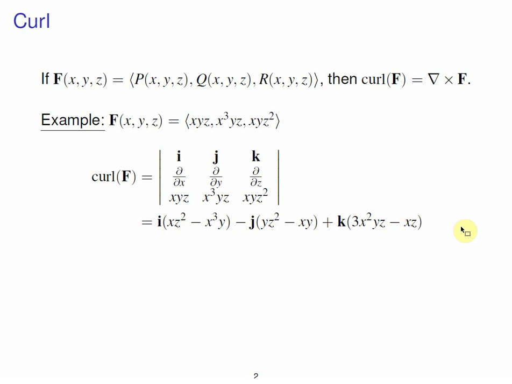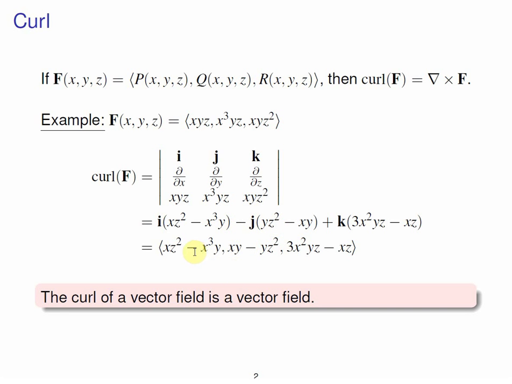I guess this is fine, but especially due to this minus sign, it might be nice to write this a little differently. So all I did was write it in component form and switch the order of these two terms to do away with that minus sign. And the thing to really notice is that what you get in the end is a vector field. So the curl of this vector field is this vector field right here. Curl of a vector field is a vector field.